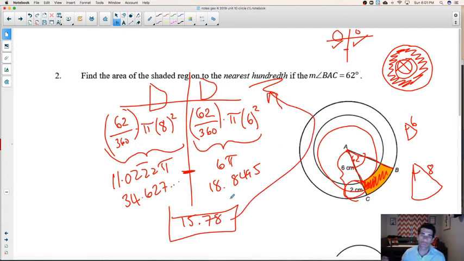But again, try not to round too early because you could end up being off by 1 decimal place. All right, home stretch. 2 more questions.